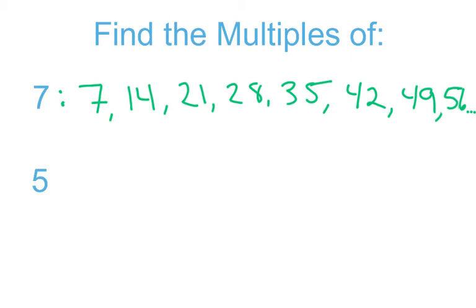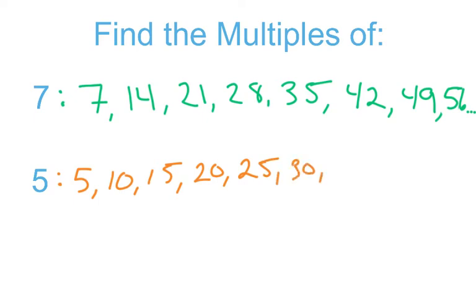Alright, now let's do some multiples of 5. I'll switch my color just for fun. 5 times 1 is 5. 5 times 2 is 10. 5 times 3 is 15. 5 times 4 is 20. 5 times 5 is 25. 5 times 6 is 30. 5 times 7 is 35. 5 times 8 is 40. 5 times 9 is 45. Oh, that's not a 5 at all. That looks like an 8. That's wrong. 45. Running out of room, but that list could keep going. So those are just finding the multiples of 7 and 5.